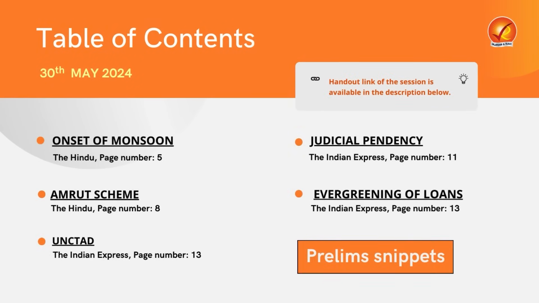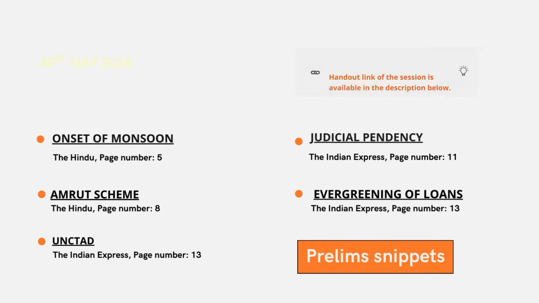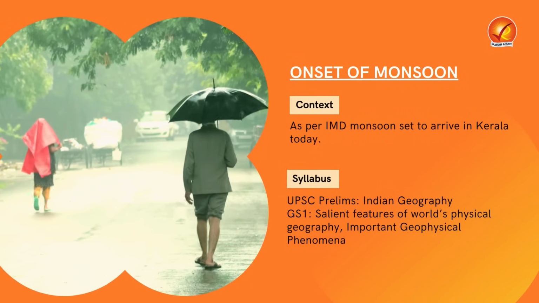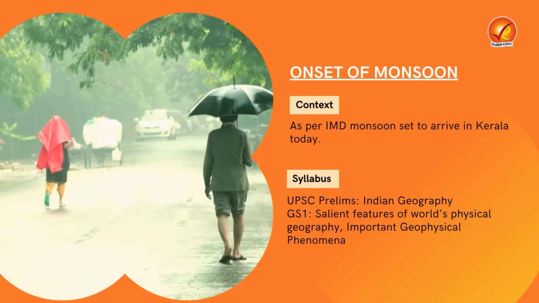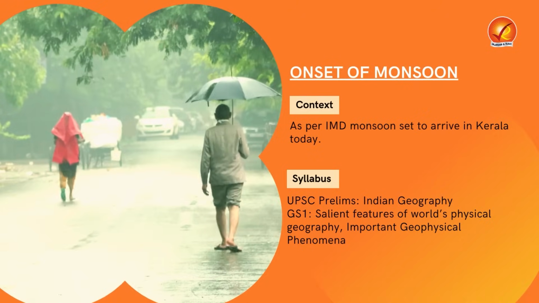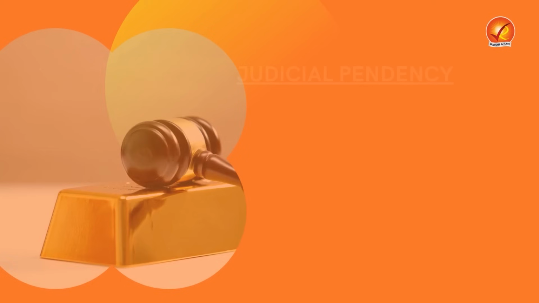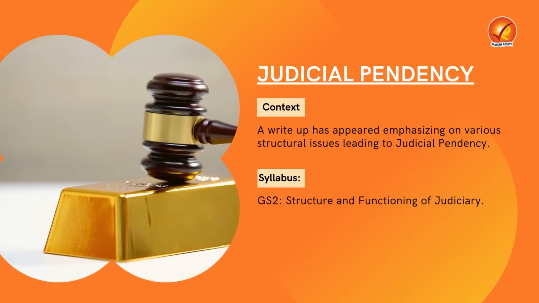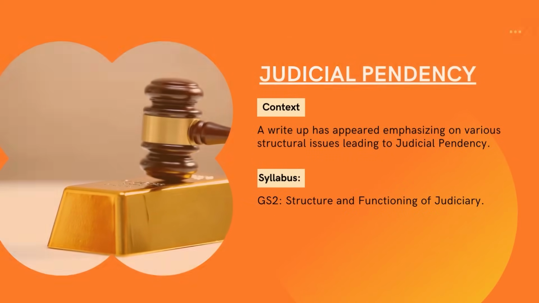Today, we will be discussing some important topics that have appeared in today's The Hindu and Indian Express newspapers, which are very relevant for your exam. The first topic is an important geographical concept named monsoon that we will try to learn, and especially about the onset of monsoon. After that, we will try to look into an important issue of polity, that is judicial pendency.